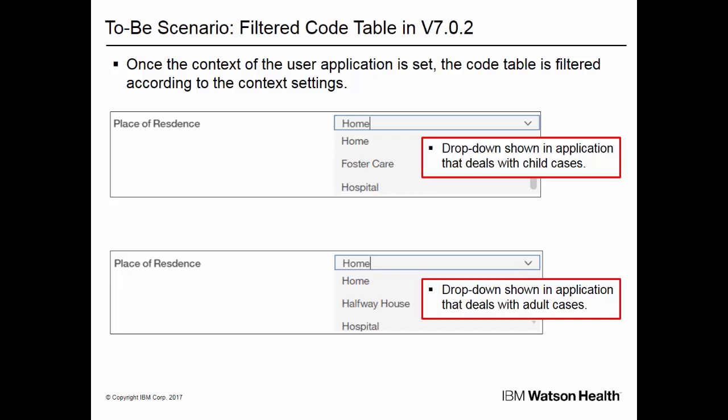These screenshots contain examples of a filtered code table in version 7.02. Once the context of the application is set, the code table is filtered according to the context settings and displays only a subset of the entries that it contains. Note that in this example, home is set as the default option for both applications.